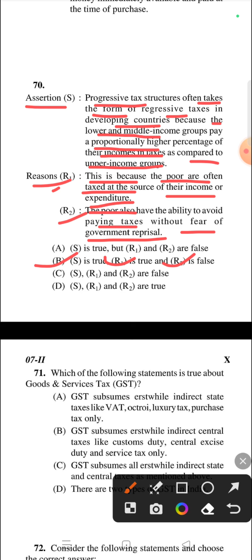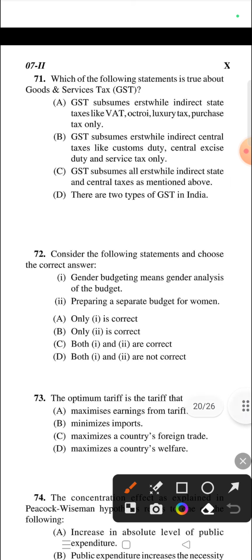Question number 71. Which of the following statements is true about GST? The right answer is option C. GST subsumes all erstwhile indirect state and central taxes as mentioned above. Question number 72. Consider the following statement and choose the correct answer. Gender budgeting means gender analysis of the budget, preparing a separate budget for women. The right answer is option A. Only one is true. Preparing a separate budget for women is not true.